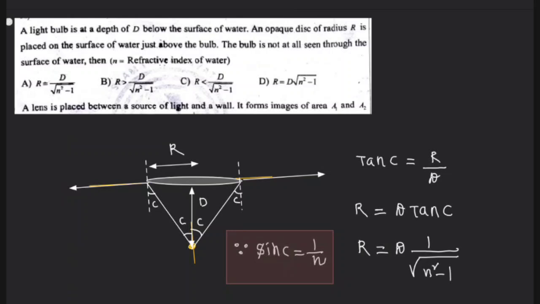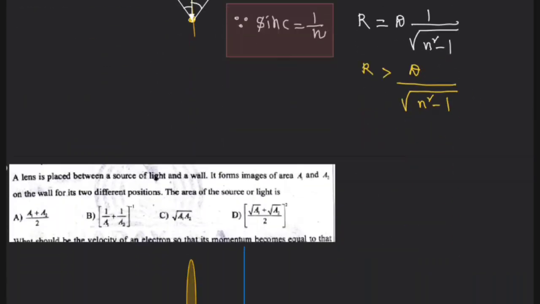So sin C is equal to 1 by n, just keep in mind, right? Therefore, for the light coming here not to go out, what should the radius be? That radius should be greater than d by under root of n square minus 1. N square minus 1, right? That was the answer for that.